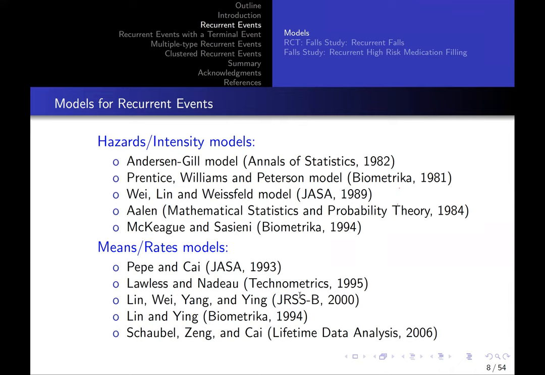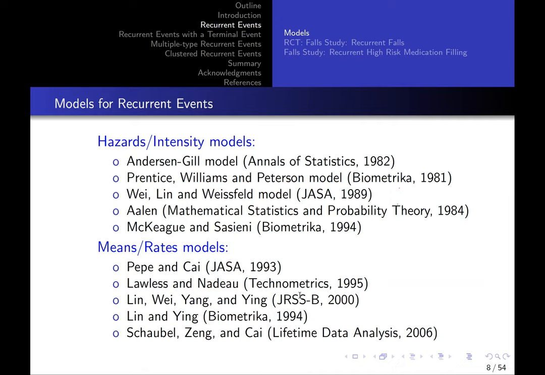Then subsequently in 1982, the Anderson-Gill model provided an extended Cox-type model. Usually you see this, and of course, Wei, Lin and Weissfeld proposed in 1989 a Cox hazard-type model. Then other models include Aalen's in 1984, and McKeague and Sasieni. They extended Aalen's model to incorporate both time-dependent coefficients as well as time-invariant covariates in the model.